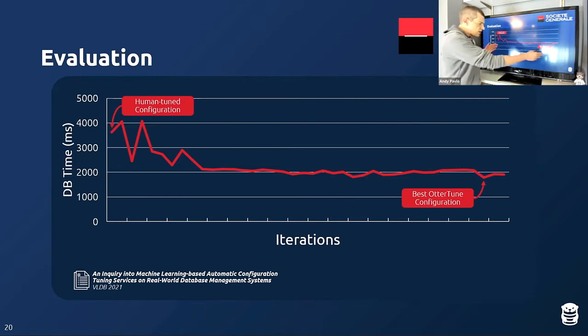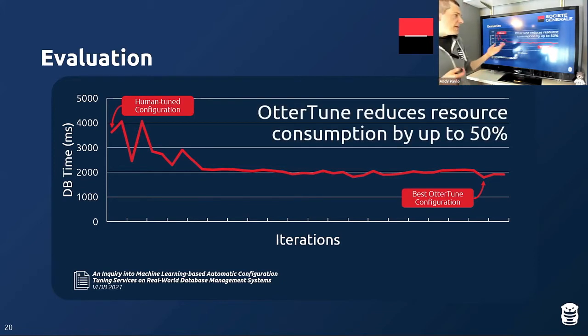And this iteration axis is how many times it went around this loop, trying a configuration, observing what happens, making tweaks to it, and then applying a new one. This is roughly a 3.5 day period. It takes quite a while because it takes a long time to reload the database and run the workload trace over and over again. The main takeaway here is that we were able to reduce the resource consumption for this database by around 50%, according to this DB time.